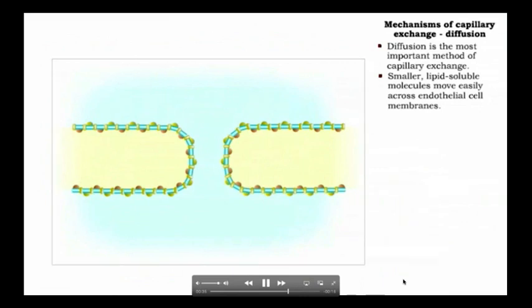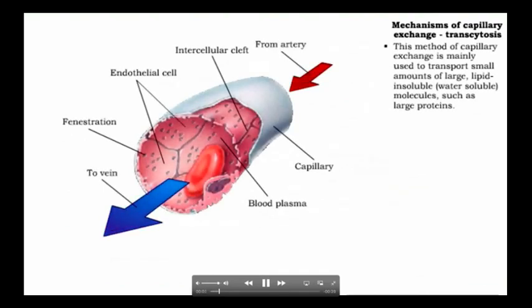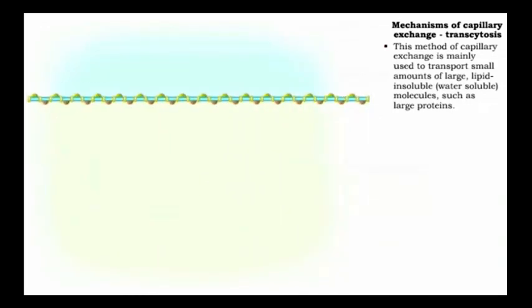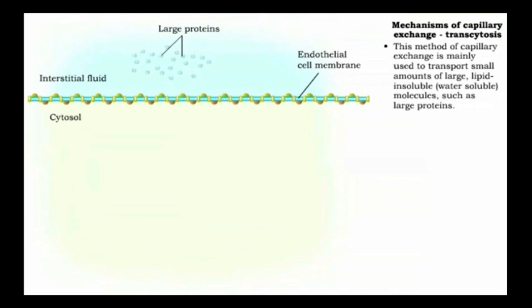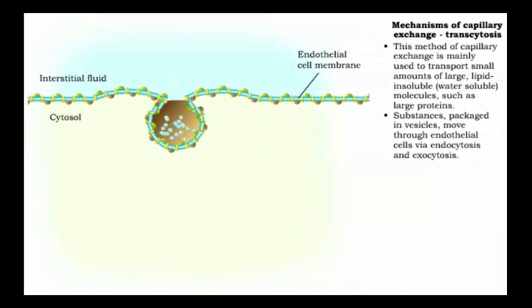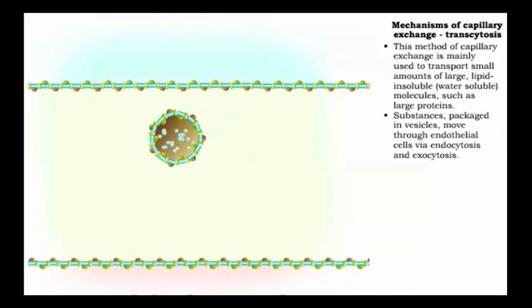Glucose, amino acids, and other water-soluble substances diffuse through intercellular clefts and fenestrations. Transcytosis is used to move small amounts of large lipid-insoluble molecules, such as large proteins, across capillary membranes. In this process, substances contained in vesicles enter endothelial cells by endocytosis and exit by exocytosis.